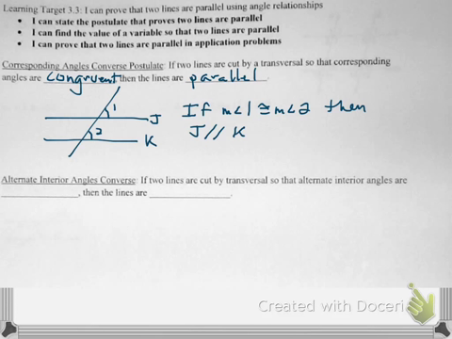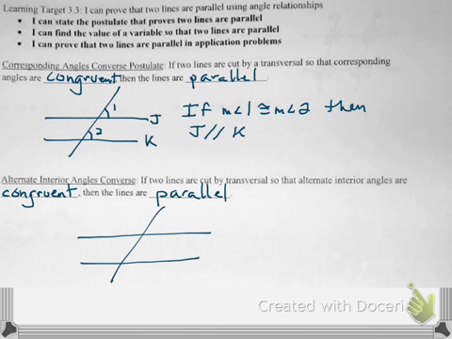Alright, so the next one is alternate interior angles converse. If two lines are cut by a transversal so that the alternate interior angles are congruent, then the lines are parallel. So in picture form, we won't do the notation, we'll just do pictures. So alternate interior angles, if those are congruent, then we can show that that is parallel to that.